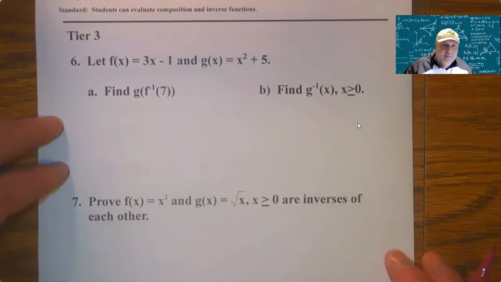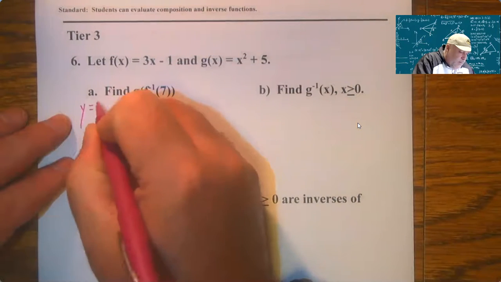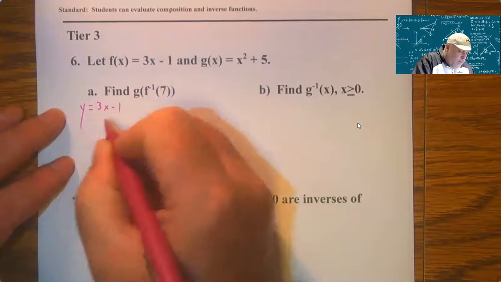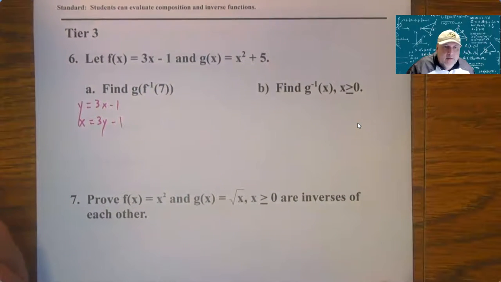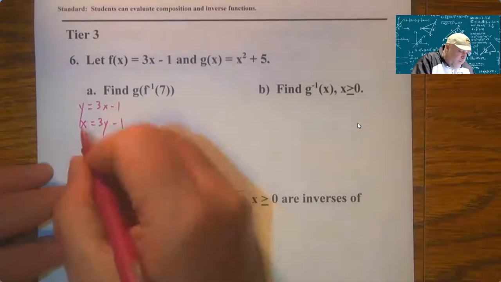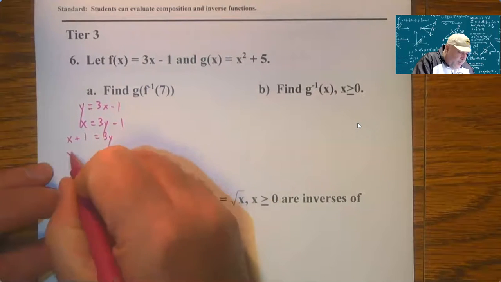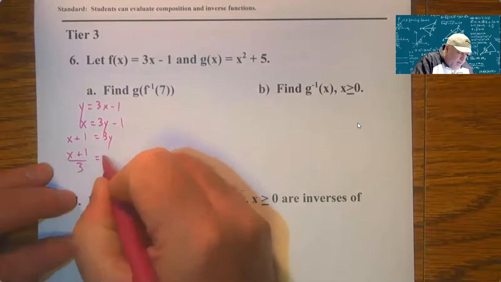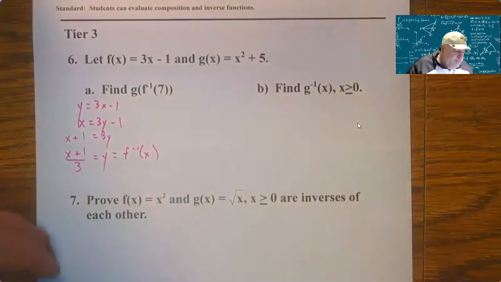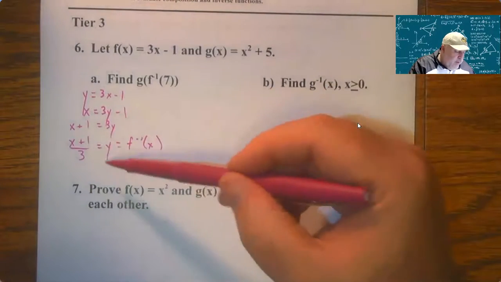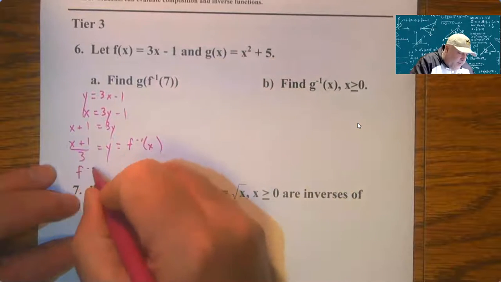So f inverse of 7. So we need to find the inverse function. So we're going to interchange x and y. And so x plus 1 is 3y. So (x plus 1) over 3 equals y. And that's the inverse function. And so 7 gives you 8/3. So f inverse of 7 is 8/3.